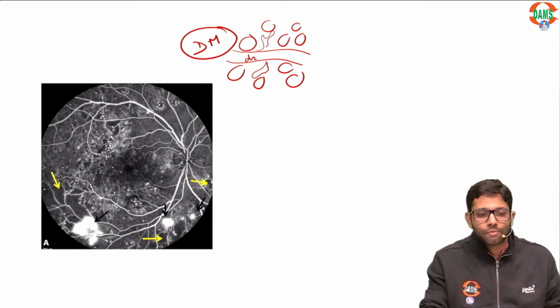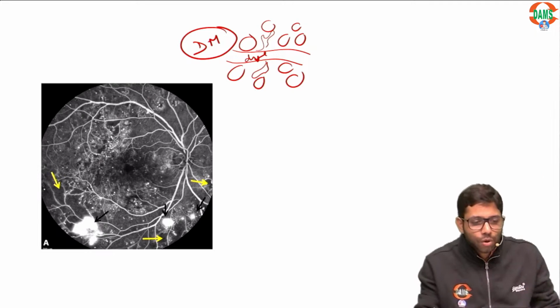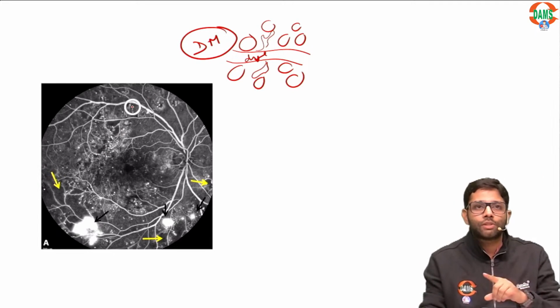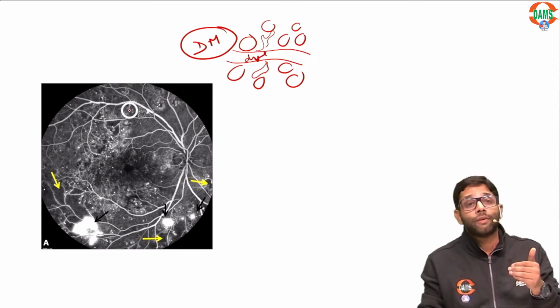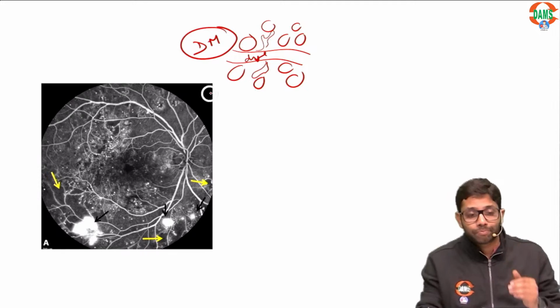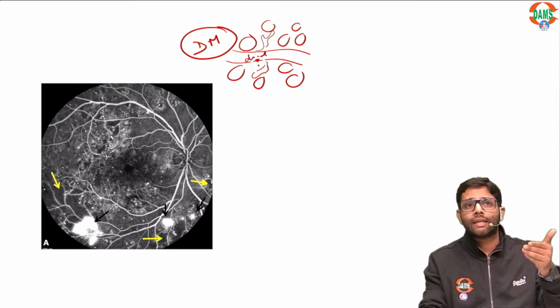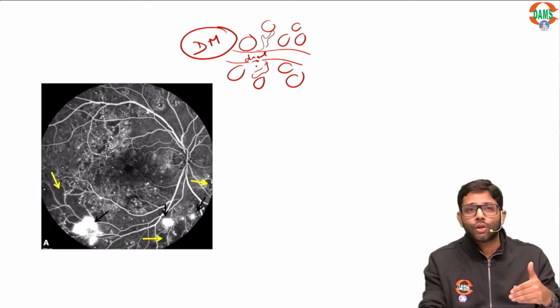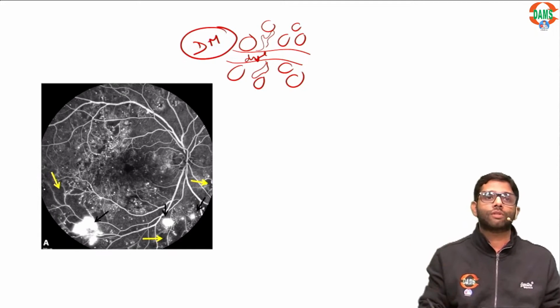If you do angiography, the dye will come into these dots, dot dot dot. I'll give you another picture only for microaneurysms. That is an example of hyperfluorescence. Here, which of these 4 will it be? Leaking, staining, what? Microaneurysms are also an example of leaking hyperfluorescence.